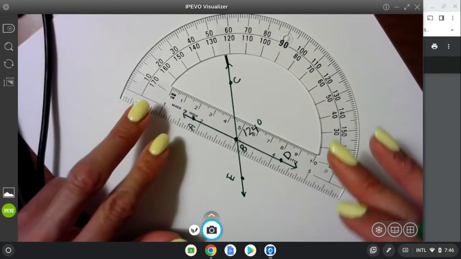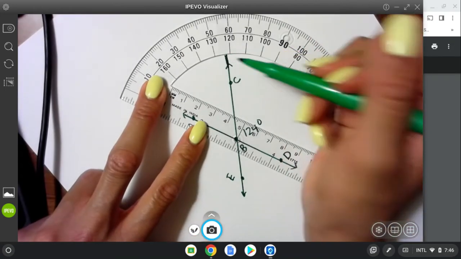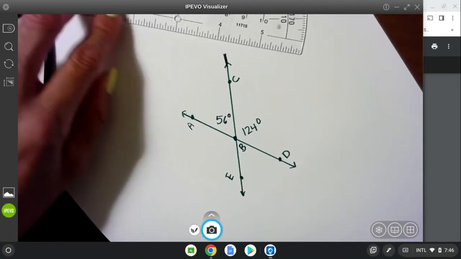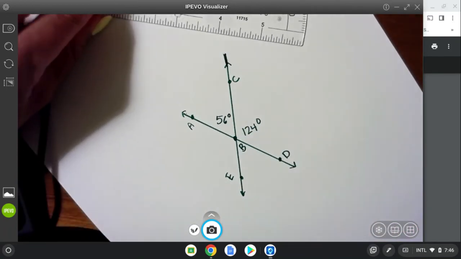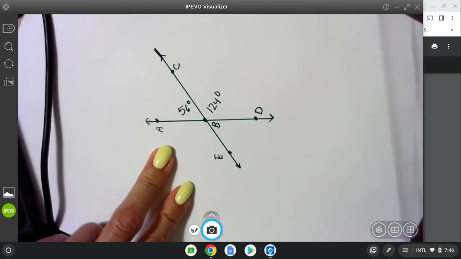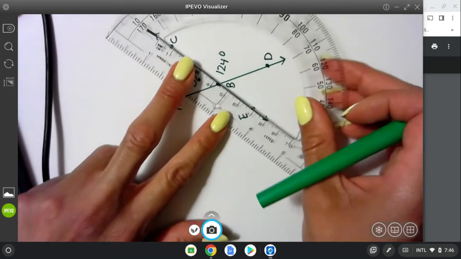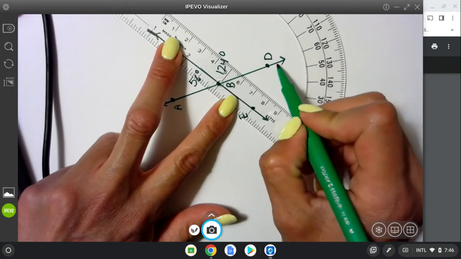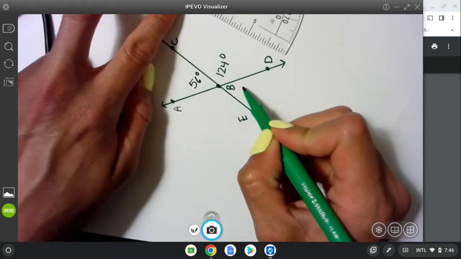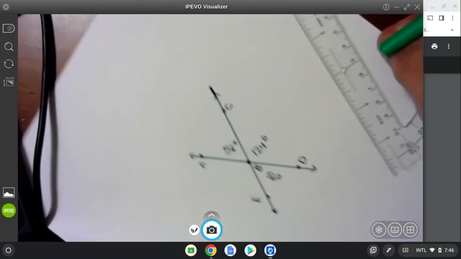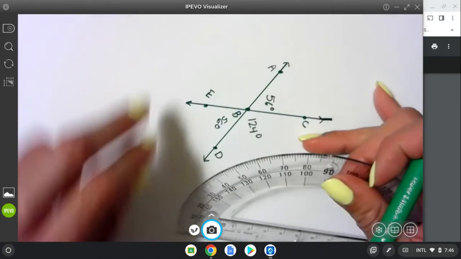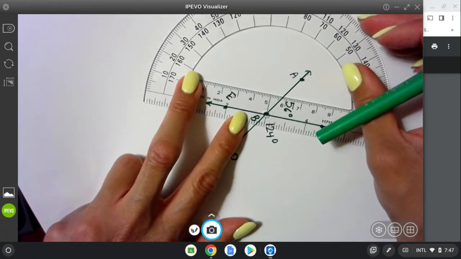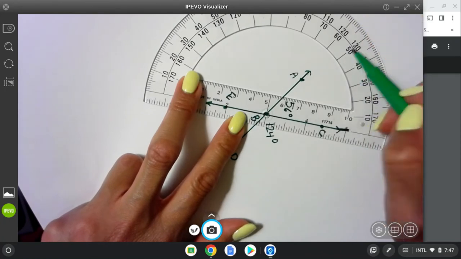So I actually extended the segment here, and when I extend that segment, angle ABC is 56 degrees. And then angle EBD is also going to be 56 degrees. Then if I measure angle ABE, that angle is 124 degrees.